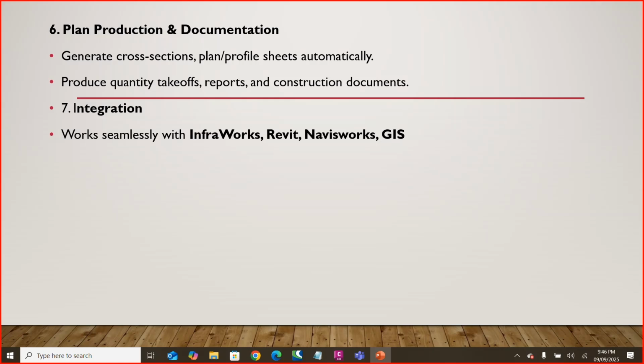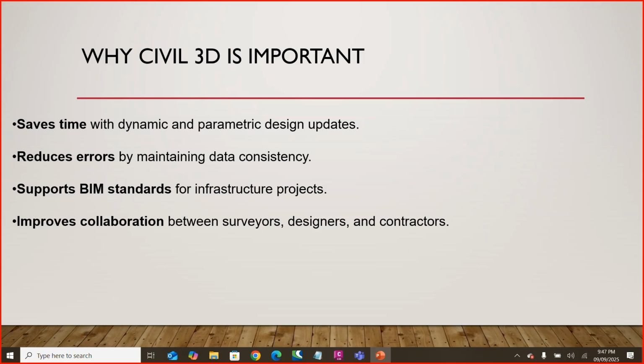Navisworks, in the sense, is clash detection software. So once you have created the model in Civil 3D, you can take that into Navisworks and find out the clash detection, especially for your utility services. You have different utility services over there, so maybe there will be clashes. If there are clashes, you can find them in Navisworks. So Navisworks is basically used for coordination and clash detection purposes. So this is why we have to use Civil 3D.